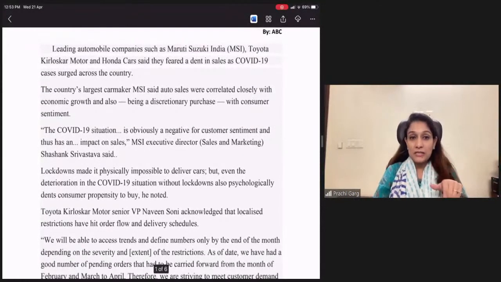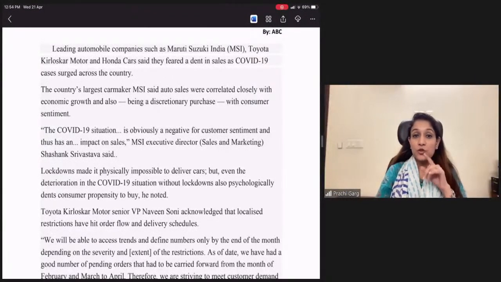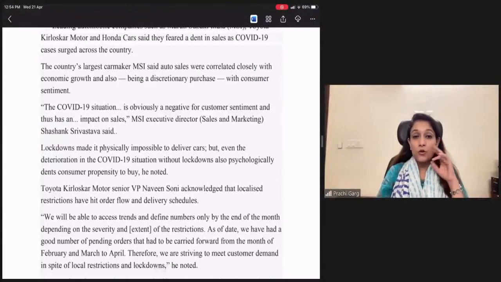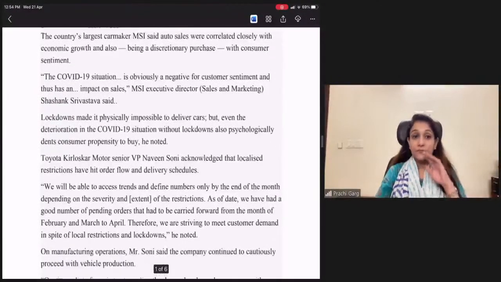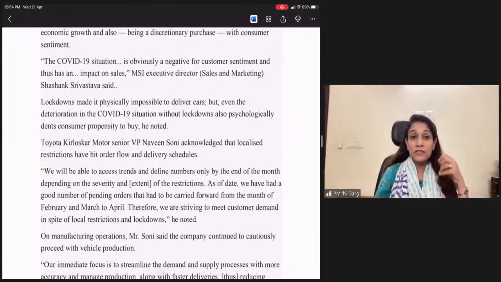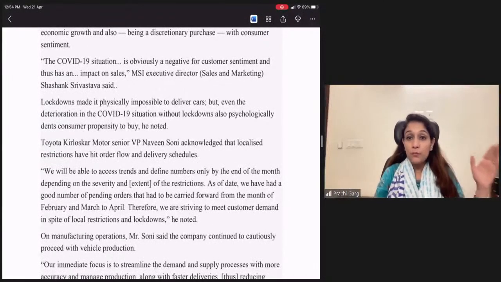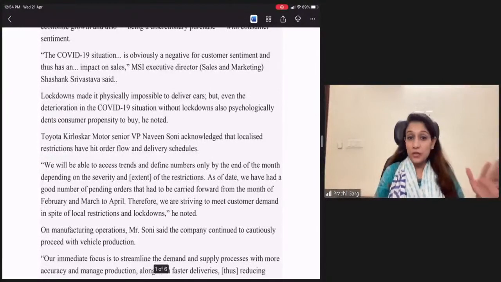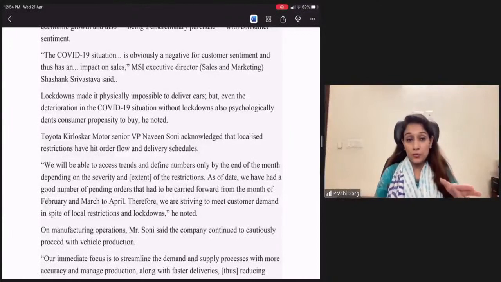The country's largest maker, MSI, said auto sales were correlated closely with economic growth, also being a discretionary purchase with consumer sentiments. Right? So it just tells you more about how people are feeling. Then it also quotes the sales and marketing person about what they feel about the situation. The next paragraph says the lockdown made it physically impossible to deliver the cars. Now, what is the problem? Why will sales drop down? The problem is that lockdown made it physically impossible to deliver the car. But even the deterioration in COVID-19 situation without lockdown also psychologically dents consumer propensity to buy, he noted.